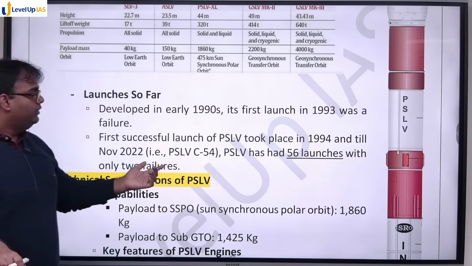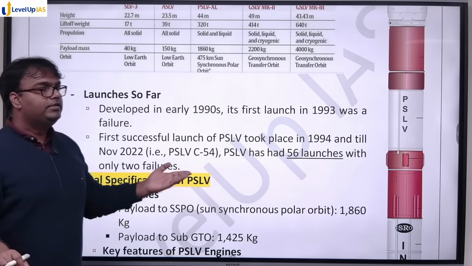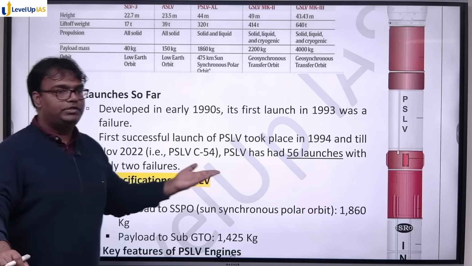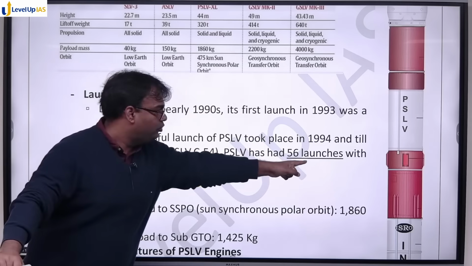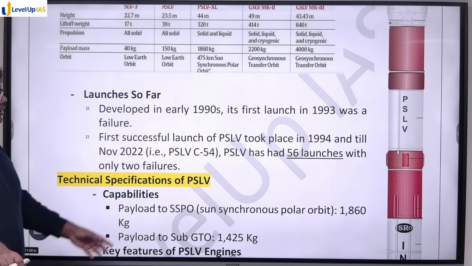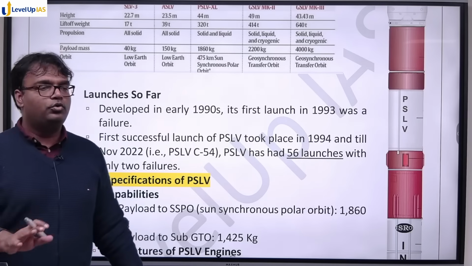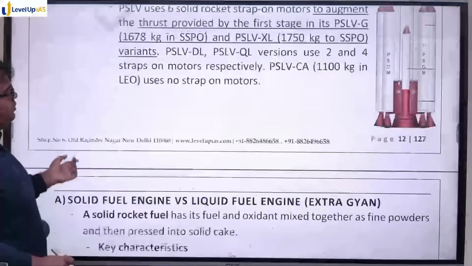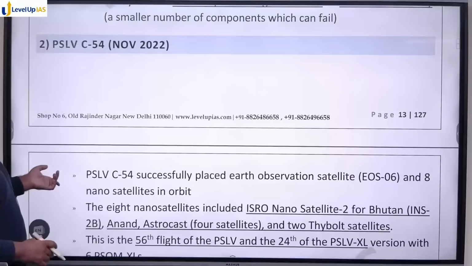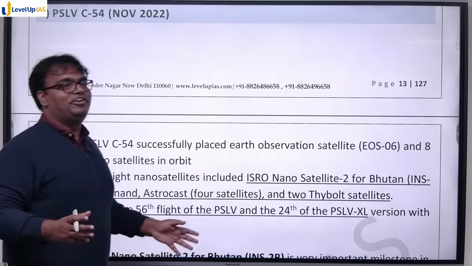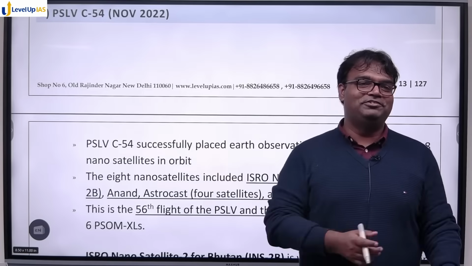Now, the latest launches were PSLV C54, which is the 56th launch of PSLV. PSLV C53 is the 55th launch, and PSLV C52 is the 54th launch. Total launches are 56. I'll explain the meaning of C and all when we go ahead. Did we understand this? We already know the solid fuel versus liquid fuel criteria. PSLV C54, current affairs, finally we have come to it. In the current affairs class: the launch of PSLV C54.